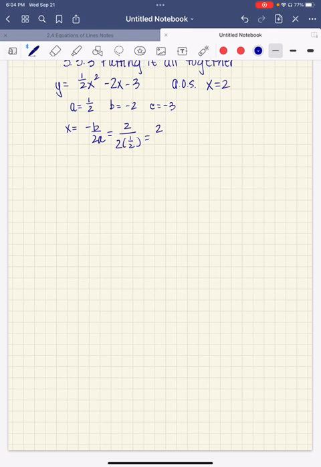All right, let's find y by plugging in 2. So y is 1/2 times 2 squared, minus 2 times 2 minus 3. Order of operations, square the 2 first. That's 1/2 times 4 minus 4 minus 3. That's 2 minus 4 minus 3, which is 2 minus 7, which is -5. So my vertex is at 2, -5.